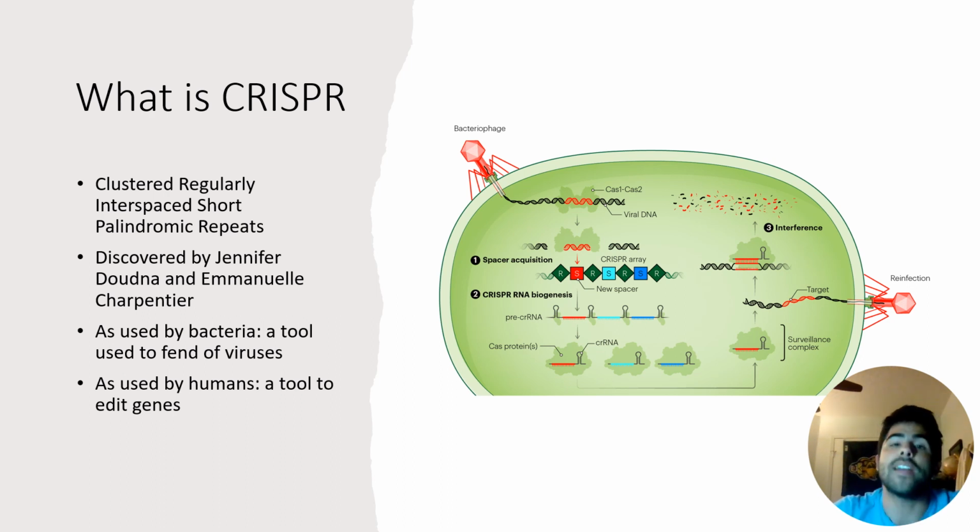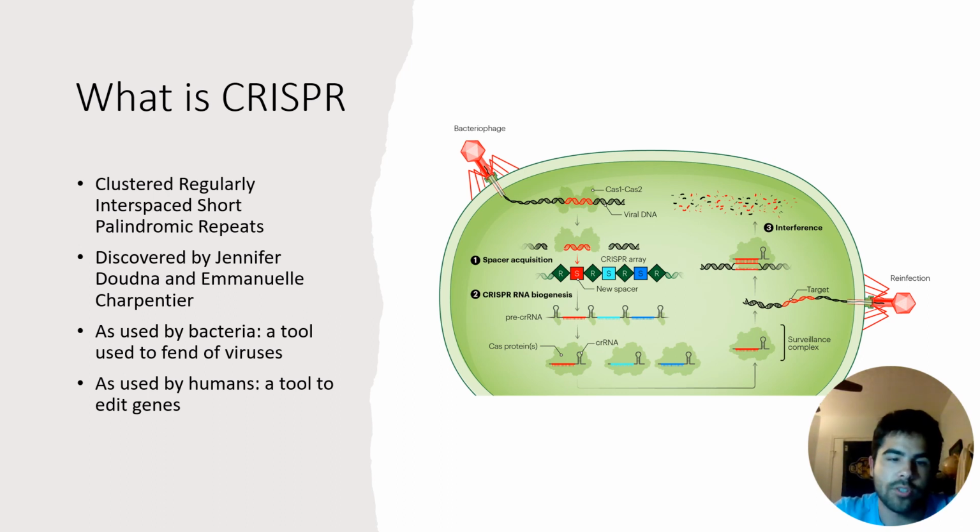CRISPR as a gene editing technology was discovered by Jennifer Doudna and Emmanuel Charpentier. They were the first to really show that it could be used as a gene editing technology, and they won the Nobel Peace Prize for this in the year 2020.